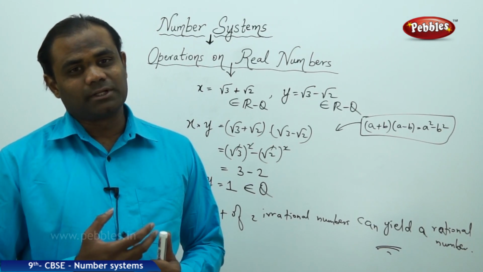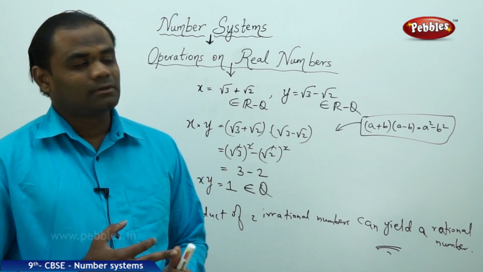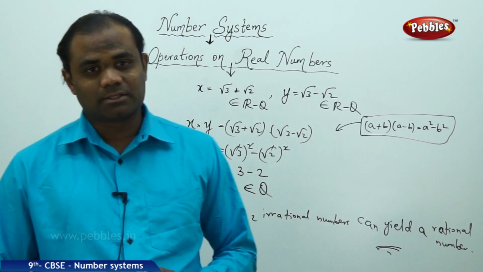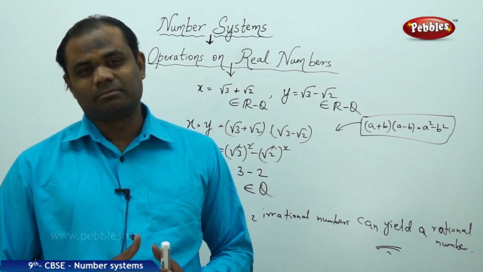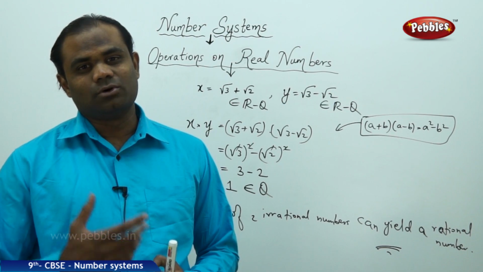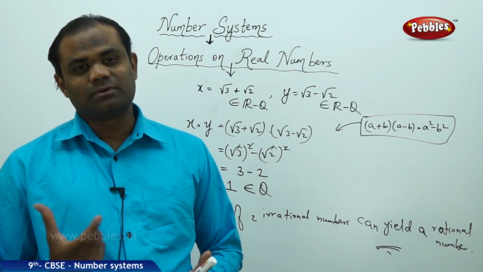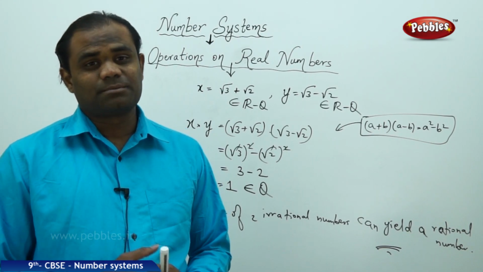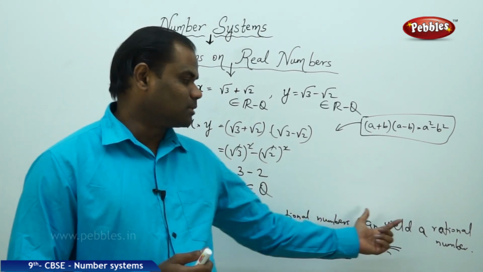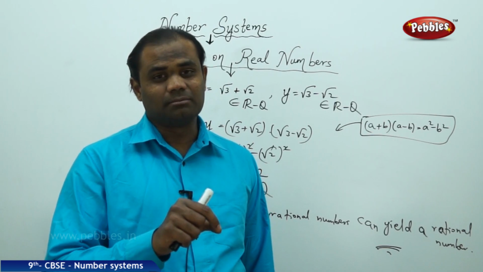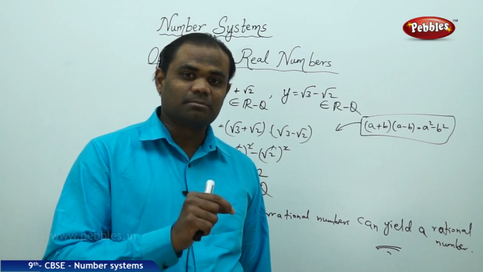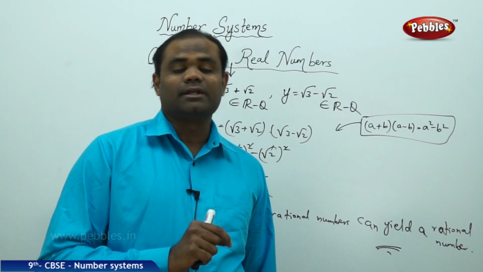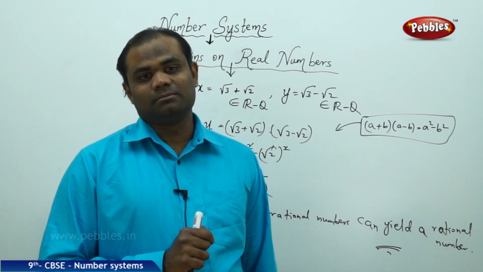What about two rational numbers when multiplied? The product of two rational numbers cannot yield an irrational number, because it is its own respective rational numbers when multiplied which always gives a rational number. But the only exception is two irrational numbers when multiplied may give a rational number, but two rational numbers when multiplied always give a new rational number.